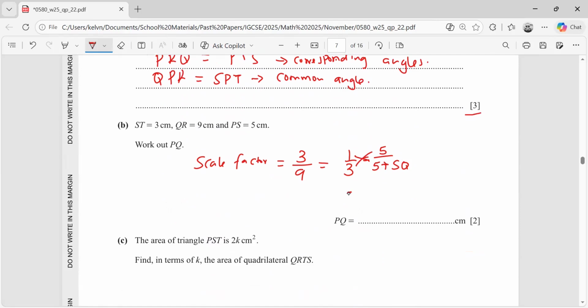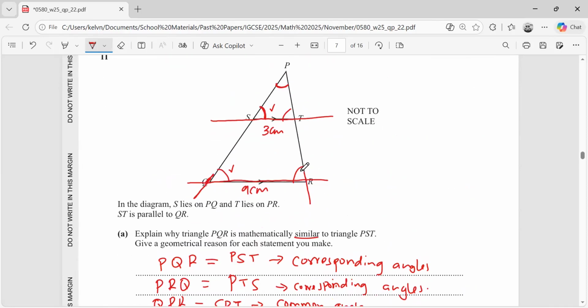So I will get 5 plus, I'm going to just write SQ here, equals, 3 times 5 is 15. So SQ, I can take this to the other side, or in other words, subtract 5 on both sides. So SQ is 10. Remember, this is just SQ. This bit is the one that is 10. This other one is 5.